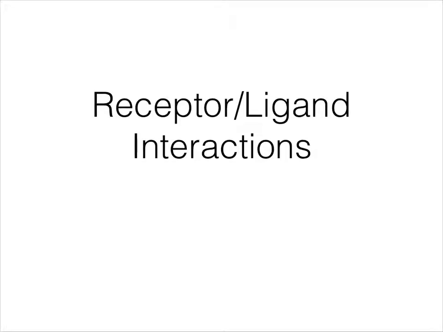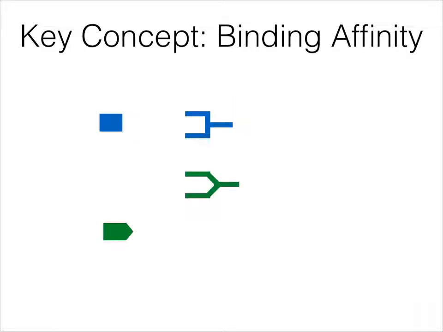All right, so we have talked about hormones, ligands, receptors, the effects that receptors have. Let's put all of that information together and talk about how receptors and ligands interact and what affects that. So the first key concept that I want to talk to you about is binding affinity. All right? Binding affinity is how well the receptor and the ligand work together.